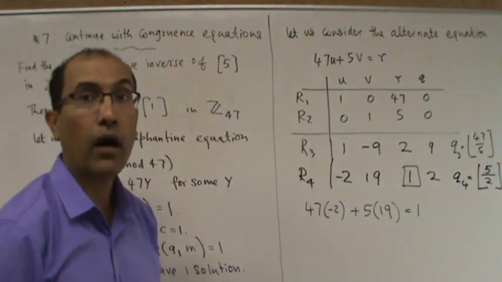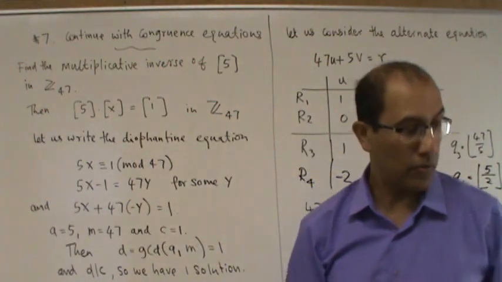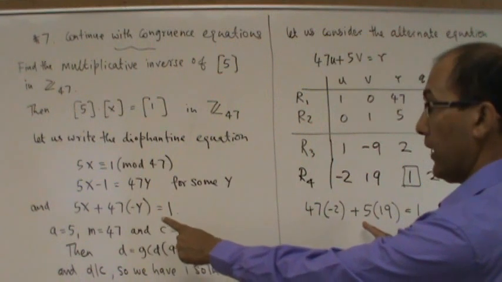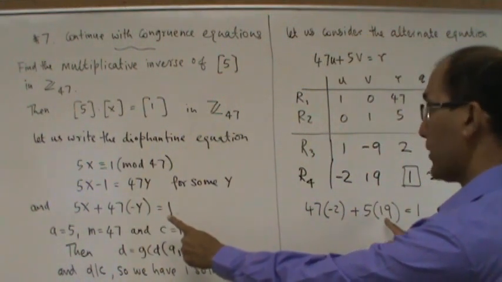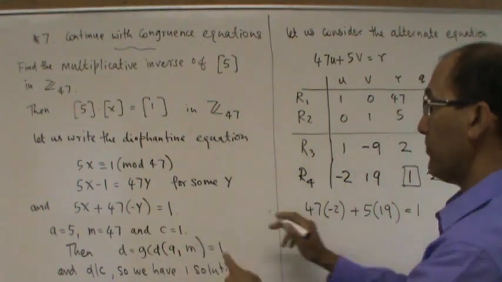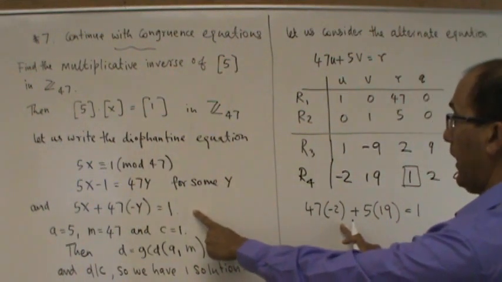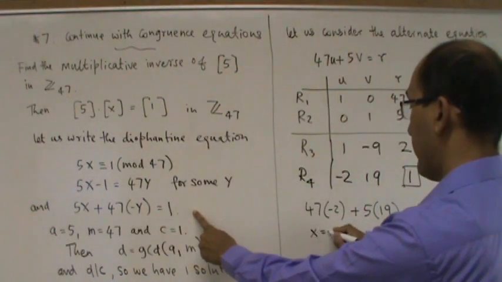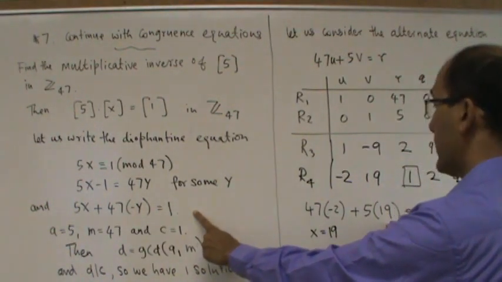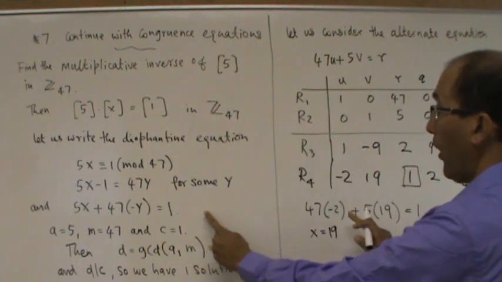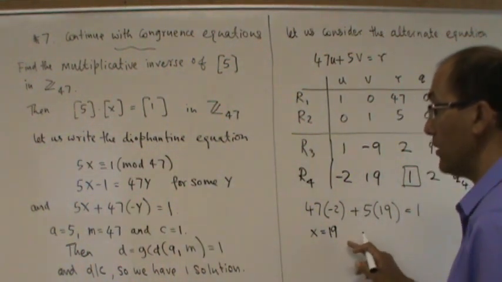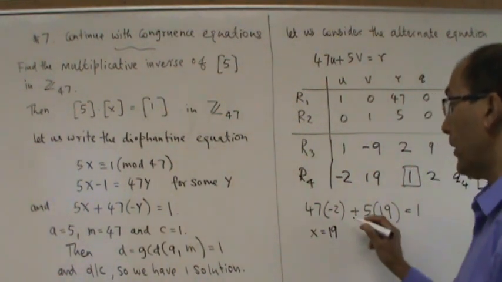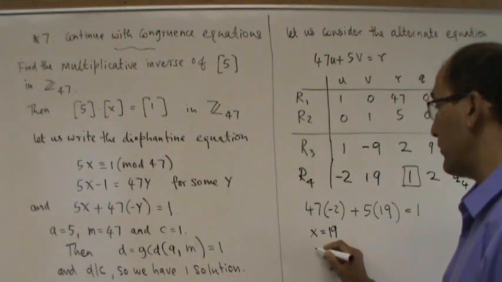And now we can compare our two equations and see what x should be. By inspection, comparing this equation to that, you will see that x should be 19. Just by comparison, x should be 19. Y is equal to 2, but we are not interested in y. We were solving for x, therefore x is 19.